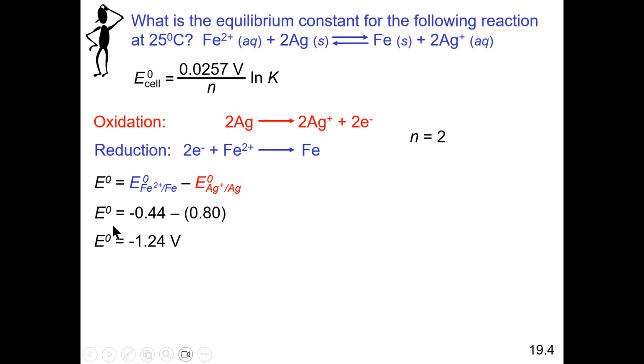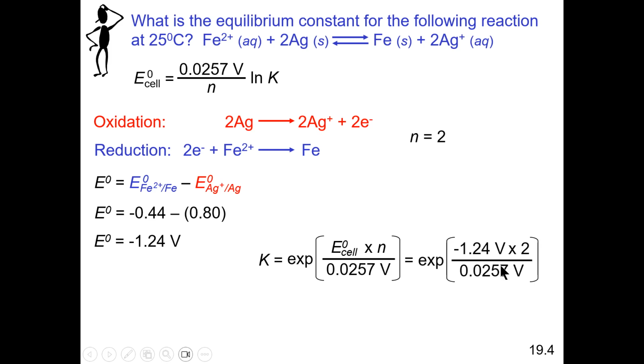So we plug in the value for the standard EMF and the number of electrons transferred into the equation, but of course we have to rearrange it to solve for K. So when we rearrange this to get an expression for K, we're going to end up with this equation right here, and all we have to do is put the numbers in. So basically we put the minus 1.24 times 2 divided by the 0.0257 volts, and we solve for K, and we find that K is equal to 1.23 times 10 to the minus 42, all right? And that's basically how we would solve this problem, all right?